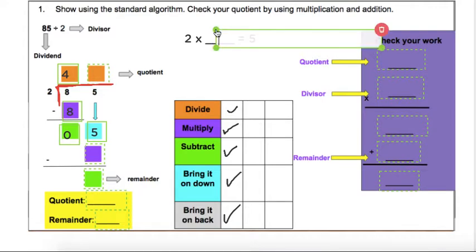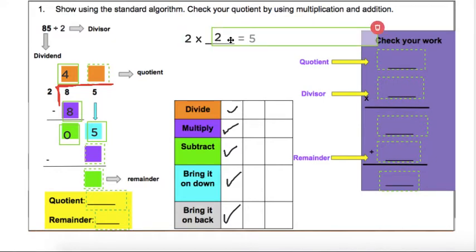Yes, absolutely. 2 times 2 gets me closest to 5. You'll notice if we said 2 times 3, that would be 6, which will be over the number 5. We cannot go over the number 5. So when we're dividing, we got 2 as our answer.